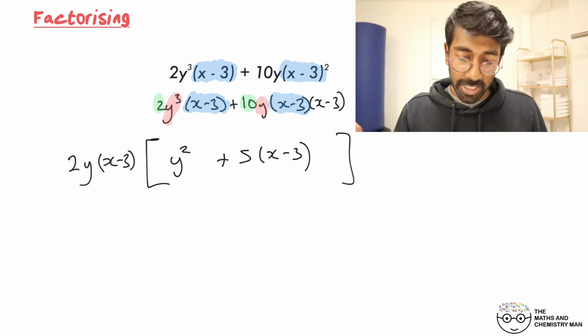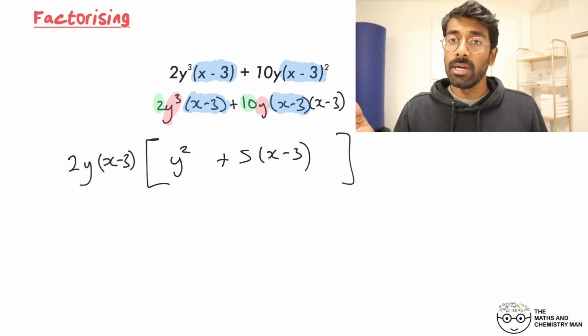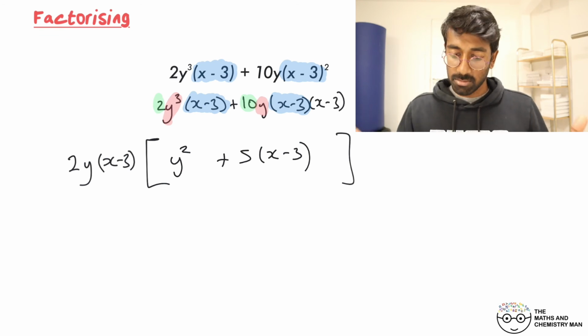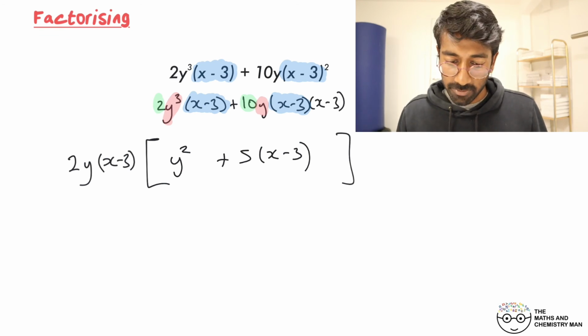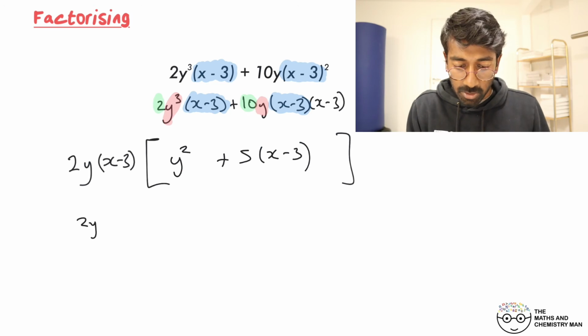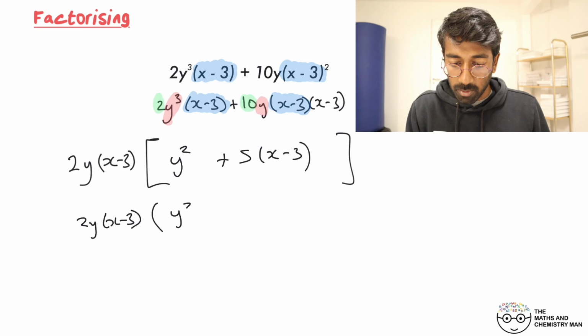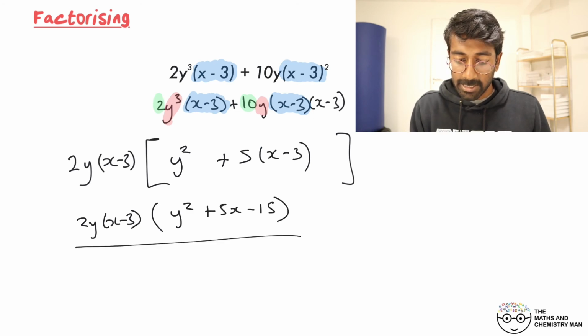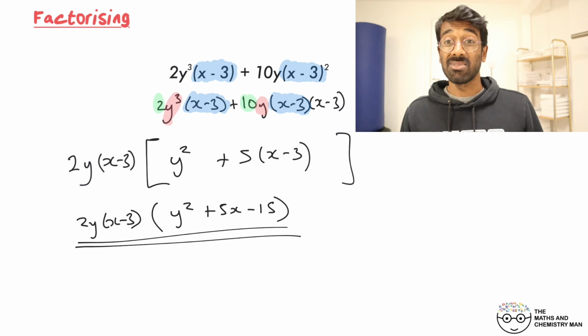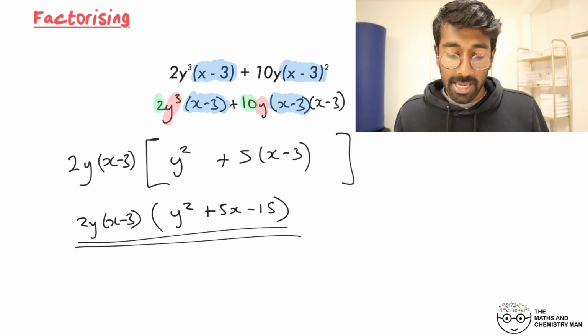Again, how can you double check it? Just go back and expand it through and make sure that it is actually correct, and you get back to what you started with. Now let's neaten this up a little bit. So 2y, x minus 3, and then in here we'll have y squared plus 5x minus 15. That is it. I don't think you can really factorize that down anymore.